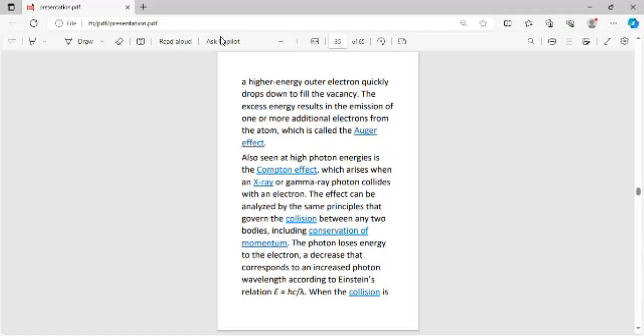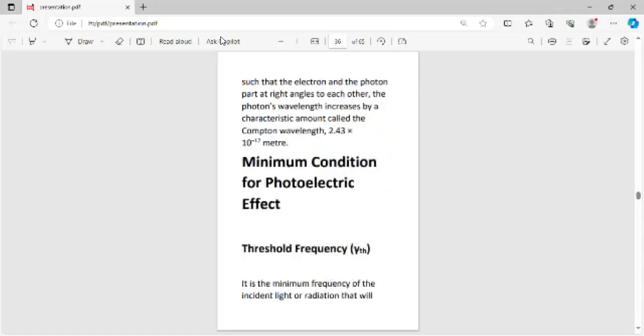A decrease in energy corresponds to an increased photon wavelength according to Einstein's relation E equals hc over lambda. This means that when the X-ray collides with an electron, its energy decreases and its wavelength increases. When the electron and the photon part at right angles to each other, the photon's wavelength increases by a characteristic amount called the Compton wavelength, which is approximately 2.43 times 10 to the power minus 12 meters. Now we will discuss the minimum condition for the photoelectric effect, threshold frequency.